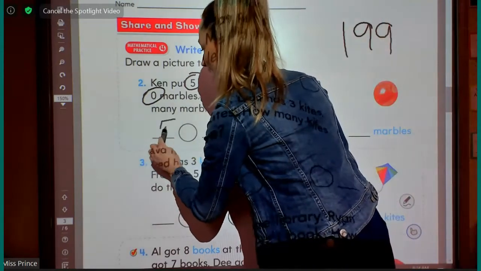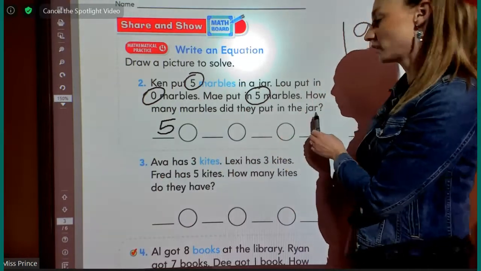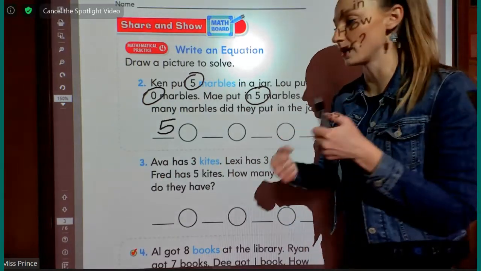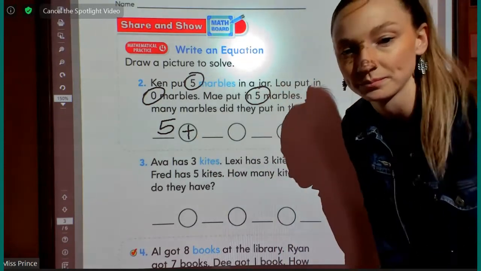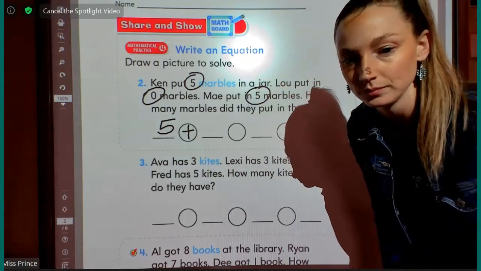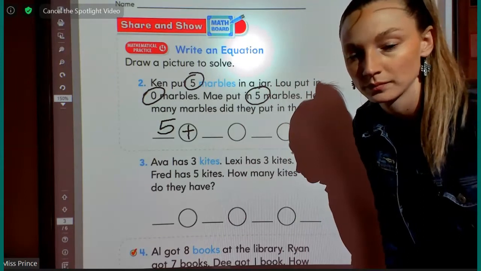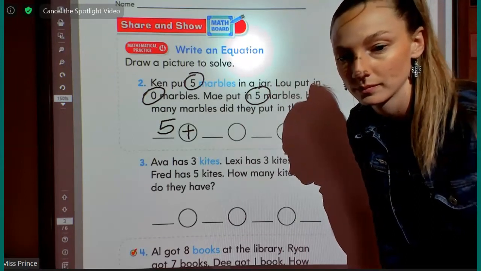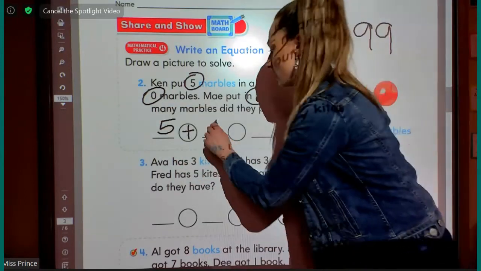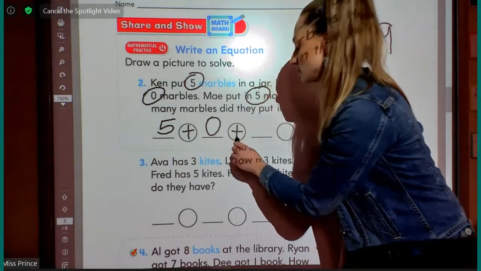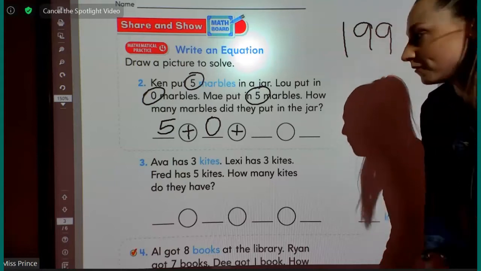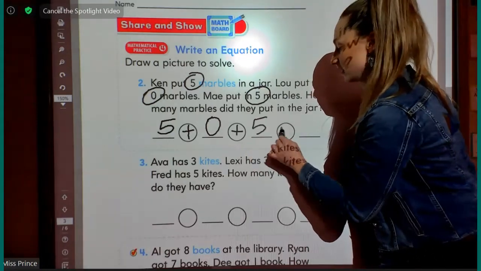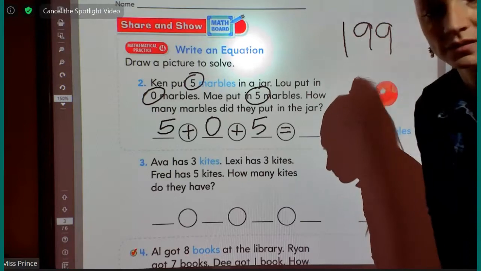Great job. And we're using addition because we want to know the total of all the numbers. So we say plus, what's my next number? 0. Great job. 0 plus my last number? 5. And what does that equal?